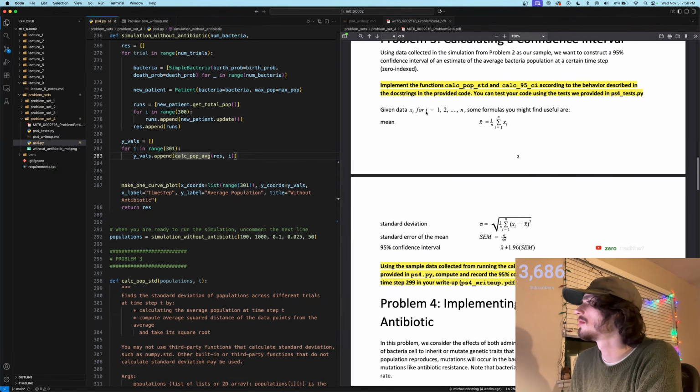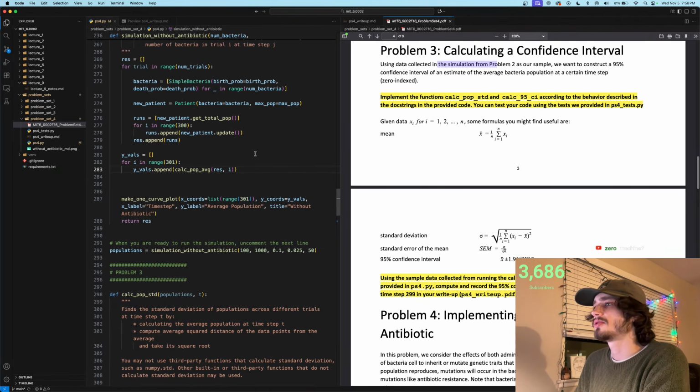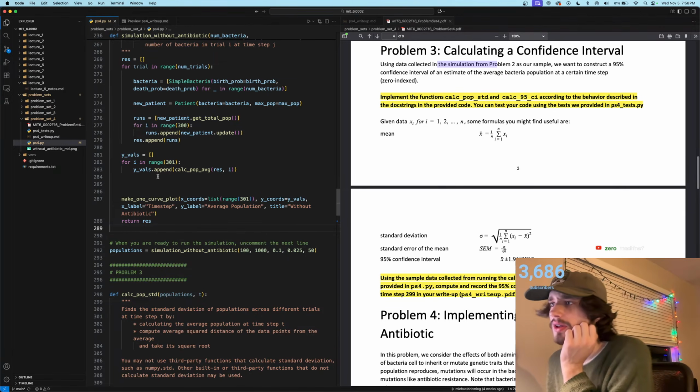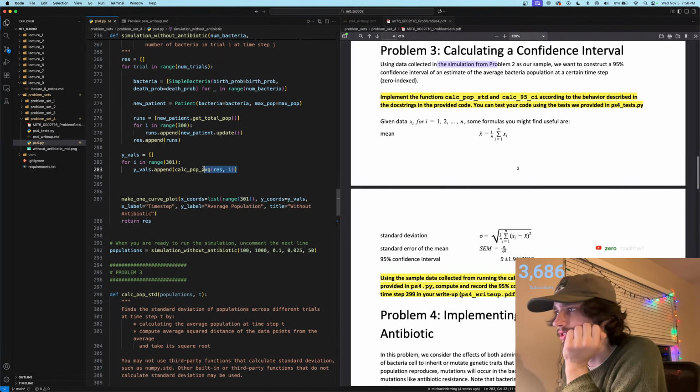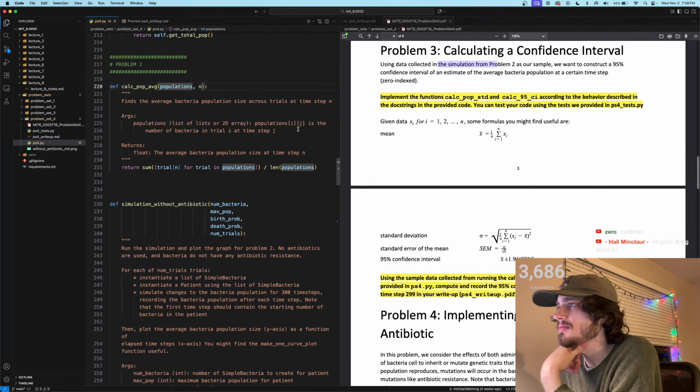Let's think here. So using data collected in your simulation from problem 2, so obviously the resolution values, but the y values are what we're using as the resolution. Calculating average population given the populations in some trial. So populations is a list of lists of populations.